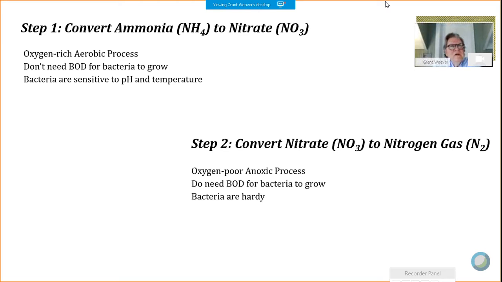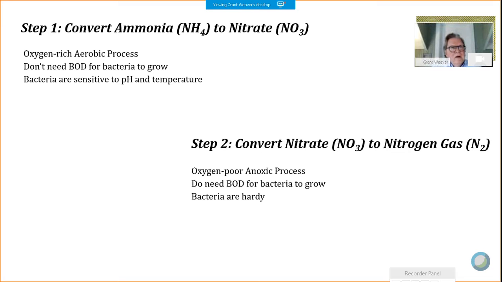So that happens in an environment with little to no oxygen. We call that anoxic. They do need BOD to grow, which is actually pretty nice because any BOD that gets removed in the anoxic zone as we convert nitrate to nitrogen gas is less BOD that needs to be removed in the aerobic zone. So we're able to reuse some of that oxygen that we put in for ammonia removal.